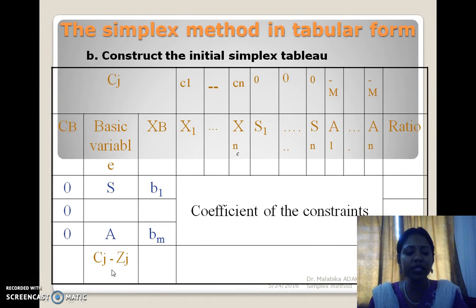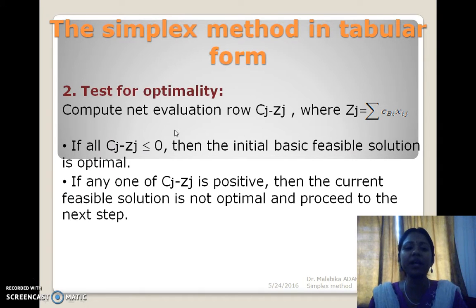Zj. So Cj minus Zj is basically the net evaluation for the test of optimality. Zj will be calculated by the summation of Cb into Xij. If all Cj minus Zj are less than or equal to 0, then the initial basic feasible solution is optimal. If any one of Cj minus Zj is positive, then the current feasible solution is not optimal and we proceed to the next step.